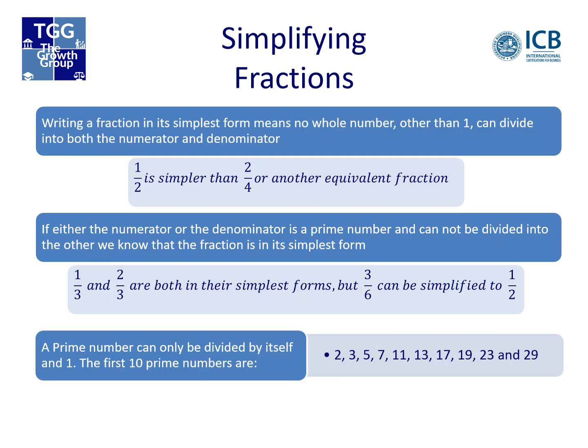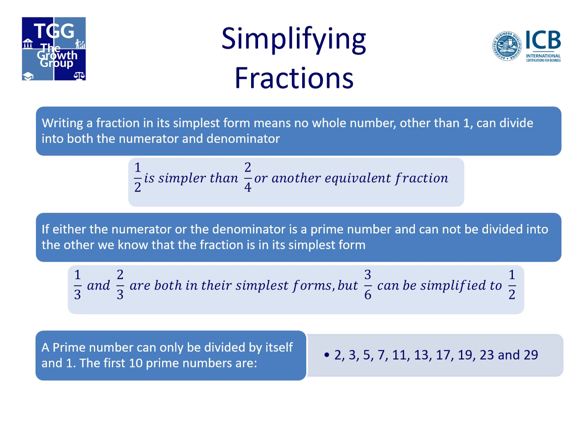But now, in order to make things simple for us and enable us to actually do the calculations, we want to write a fraction in its simplest form. And what does that mean? Well, writing a fraction in its simplest form means no whole number other than 1 can divide into both the numerator and the denominator. So we know, therefore, that a half is simpler than 2/4 or any other equivalent fraction.